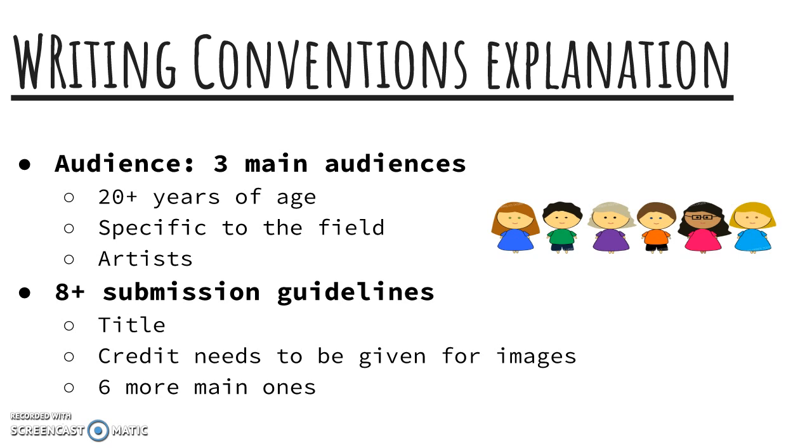For the writing conventions, there are 3 main audiences for the Leonardo Journal. It seems to be that most of the articles are structured for people in their 20s and up, people specific to the field of applied science and technology, and of course to artists. According to the information on JSTOR, Leonardo is the leading international journal for readers interested in the application of contemporary science and technology to the arts and music.